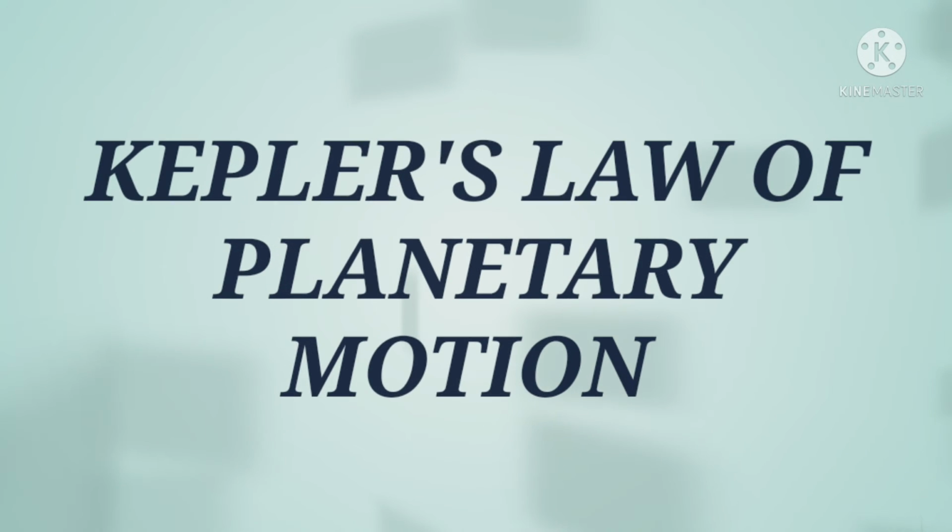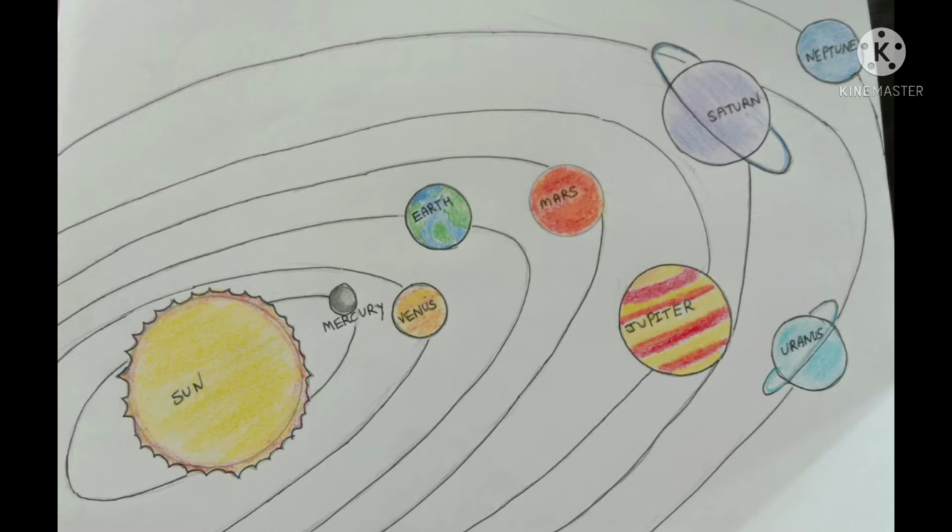Kepler's law of planetary motion. Kepler described the motion of planets around the sun through three laws. The first law states that all planets revolve around the sun in elliptical orbits having the sun at one of the foci. Kepler's second law states that the radius vector drawn from the sun to the planet sweeps out equal areas in equal intervals of time.